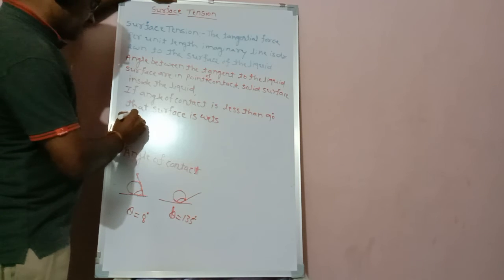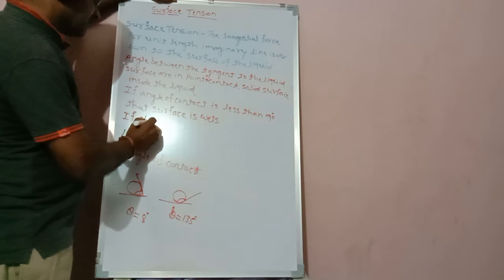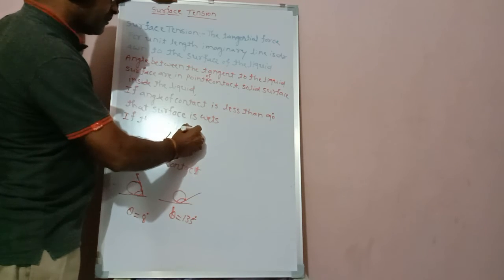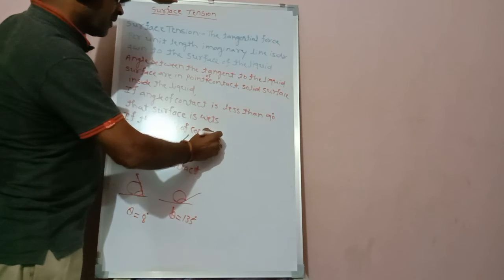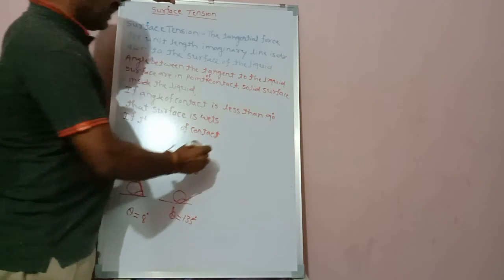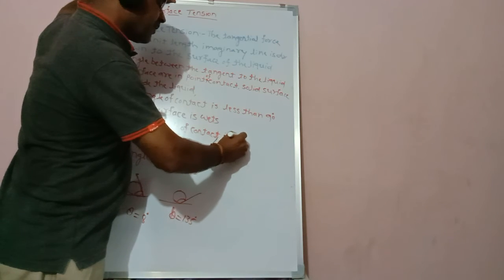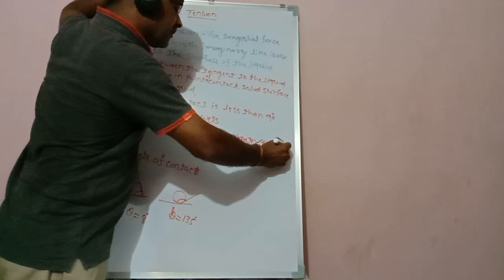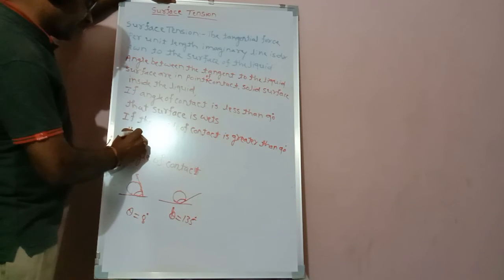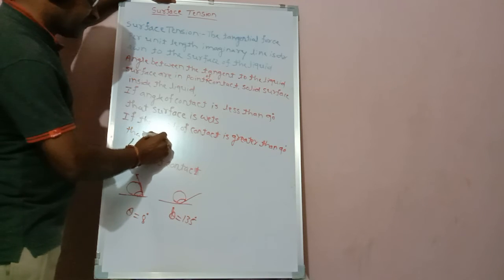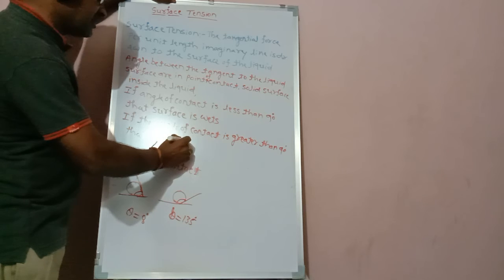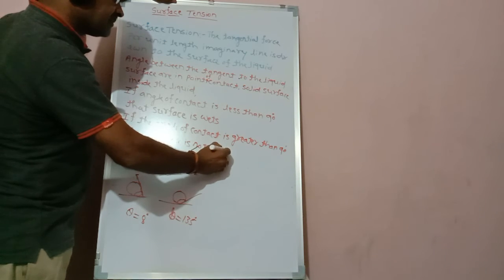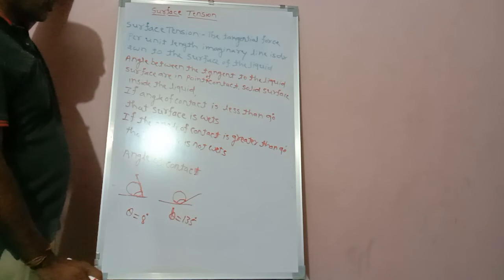If the angle of contact is greater than 90 degrees, that surface is not wet. It's not wet.